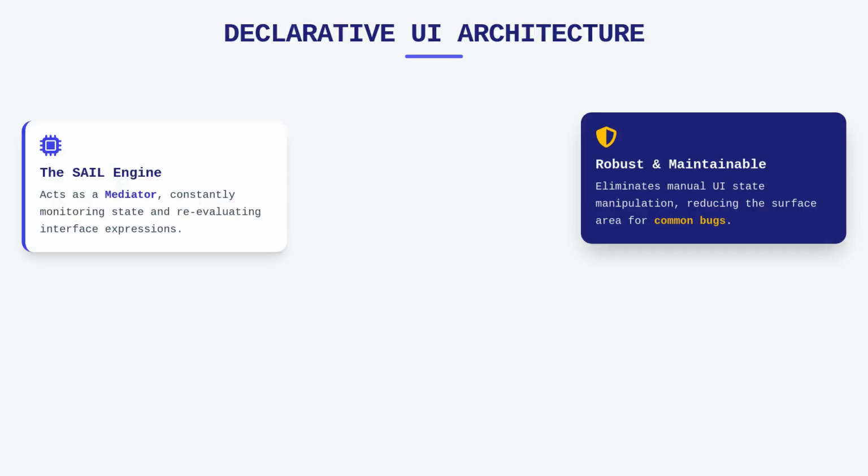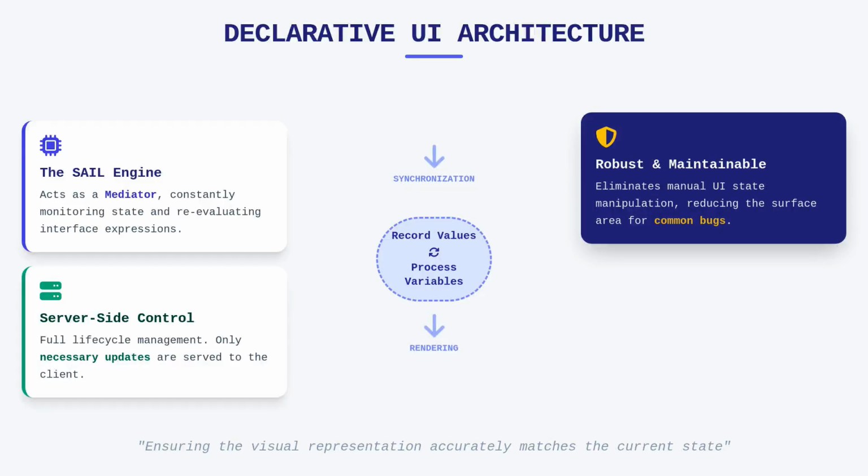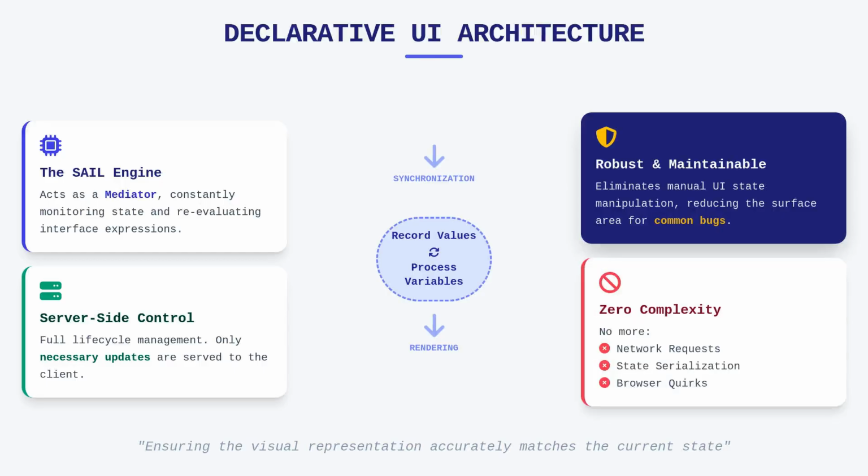The Sail engine acts as a mediator, constantly monitoring the state of your application and reevaluating the interface expressions to ensure that the visual representation accurately matches the current record values or process variables. This lifecycle management is managed entirely by the server, which serves only the necessary UI updates to the client. Consequently, you are spared from the complexities of managing network requests, state serialization, or browser-specific rendering quirks that often plague traditional web development.